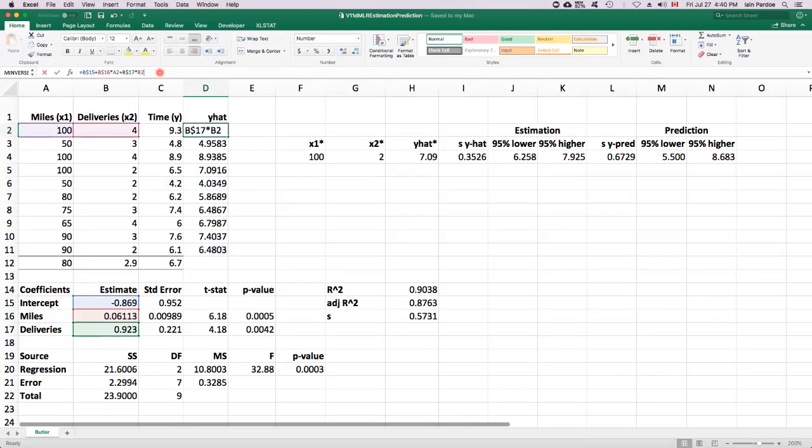And then we can use our estimates in an equation to predict y for any combination of x1 and x2. So minus 0.869 plus 0.06113 times 100 plus 0.923 times 4 comes to 8.9385. That's our predicted y for x1 equal 100 and x2 equal 4. So we're interested in an estimate or a prediction for when x1 is 100 and x2 is 2.